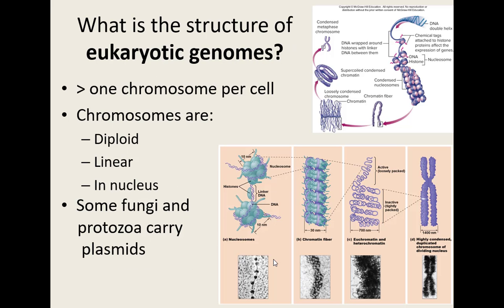So the comparison for us, we're always going to have more than one chromosome per cell. Our cells have 23 pairs, 46 chromosomes. Ours are diploid, that di just means two. Ours always come in pairs. Ours are linear. When you draw a chromosome, it's always a line. And it's found in the nucleus because our cells have a nucleus. Now, there are some eukaryotic organisms like some fungi and some protozoa that do have plasmids. We, as humans, do not. But there are a few eukaryotic cells that have plasmids.